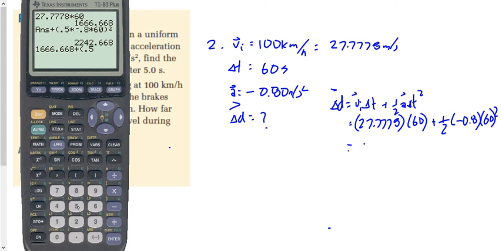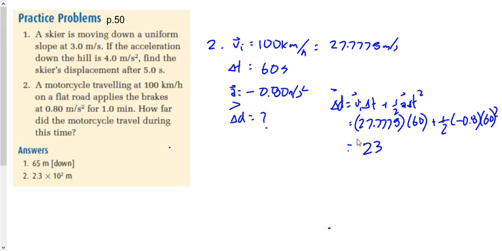0.5 times negative 0.8 times 60. Let's square just the 60 this time, so the square goes inside the brackets. Oh, you know what? I didn't have it remarkably close. I was 2.2 times 10 to the 3. The answer should be 2.3 times 10 to the 2. 2.2 times 10 to the 3, 2200 versus 230.